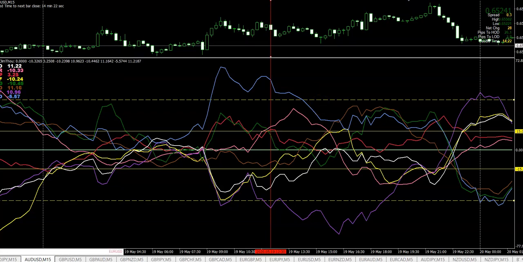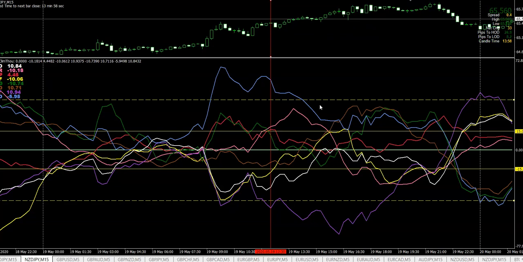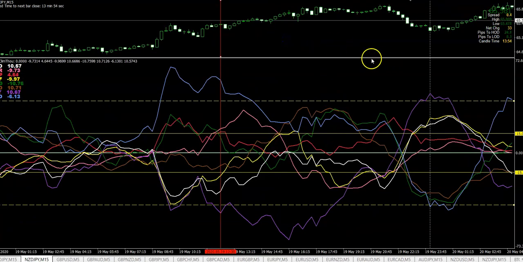NZD against the Japanese yen, way below the extremes, way above the extremes. So let's see if at that particular zone we had a reversal on the market. Quickly, I don't know why it's not loading. NZDJPY. Let's see. Come on. Okay, this one is a different case.